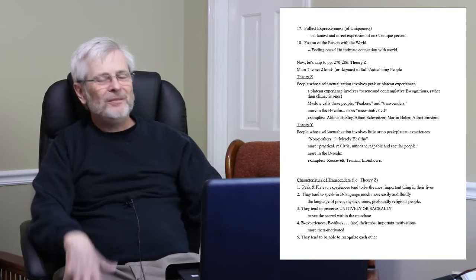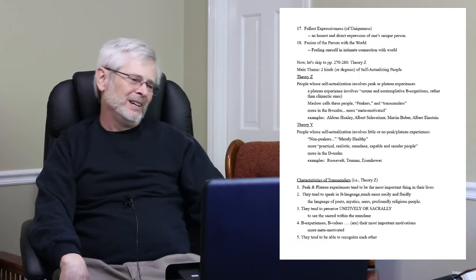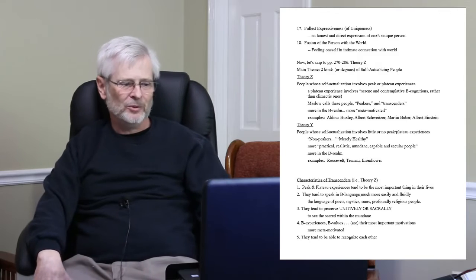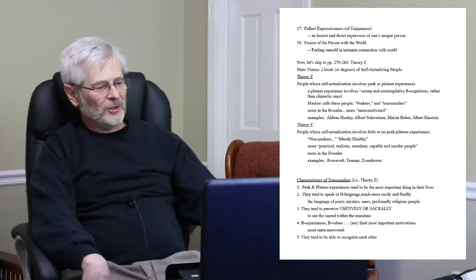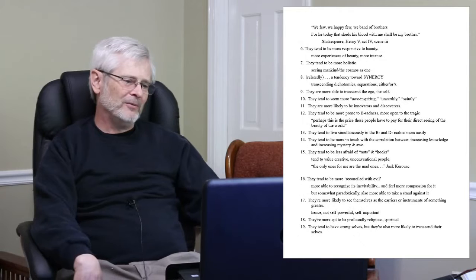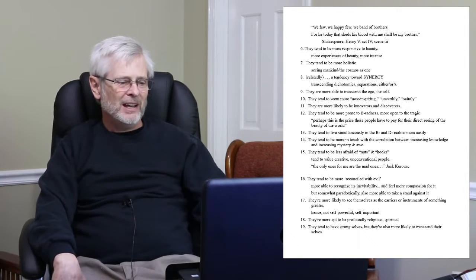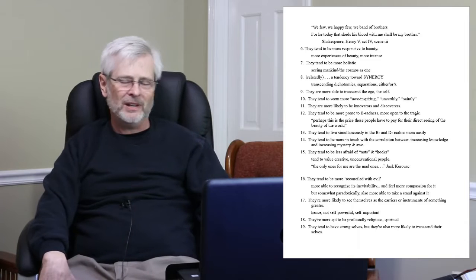So if you've had that experience, maybe number 5 makes a little bit of sense to you, that these Theory Z people tend to be able to recognize one another. And so I exemplified that for you in your notes with a couple lines from Shakespeare's play, Henry V.